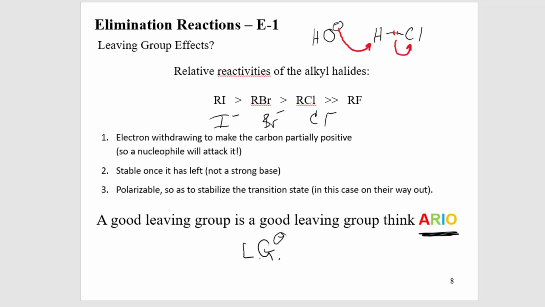But the leaving group is the leaving group. It's the conjugate that gets ejected. And if it's very stable, then it makes a great leaving group. It's not going to come back and start trying to do more chemistry. So it has to be stable once it is left. It also should want to be polarizable so as to stabilize the transition state on its way out. Polarizable, remember, is that squishiness, right? That ability to morph the electron cloud as it leaves.